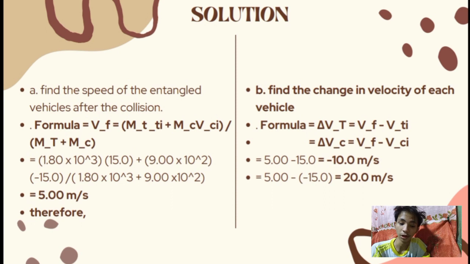So ngayon naman, sa velocity naman tayo ng car. Anong formula ginamit ko doon is change of velocity of car equivalent to final velocity minus velocity car initial. So ngayon, substitution naman tayo. 5 minus negative 15. So ang lumabas is 20 meters per second.